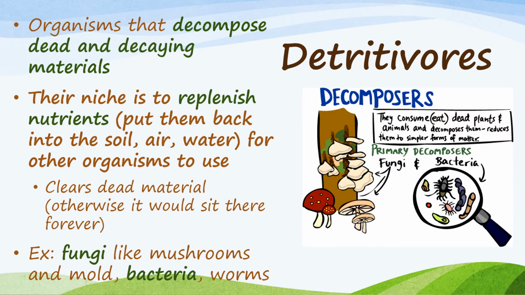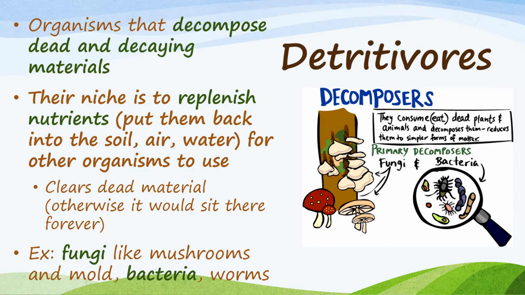Now our last type of trophic level is a detritivore. It's just the fancy word for decomposer. Detritus just means waste or debris, and the root word vorous just means to eat or devour. So we're eating dead things or waste or debris. They're very important because they'll help decompose all the dead bodies. Without that, there would just be a lot of dead material building up all over the world.